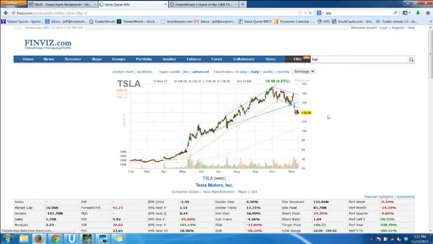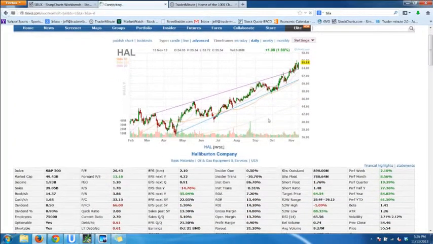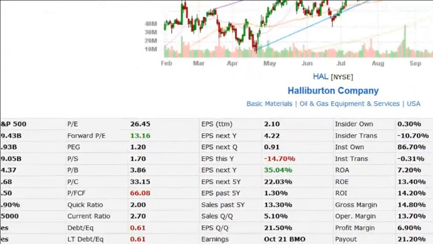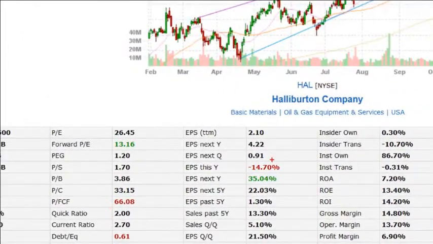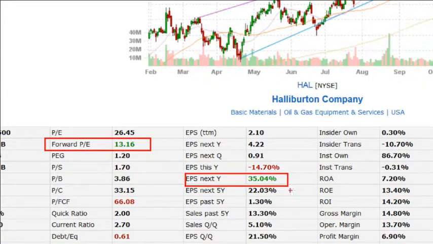Let's take Halliburton. Halliburton has gone from 38 up to 55, been on an amazing run, and can it go higher? Well, let's zoom in. Let's look at the numbers here. Look at the forward PE. Look at the earnings per share next year. Our forward PE is less than our earnings per share next year. We have a very good forward PE. We have very good earnings per share growth expected next year.